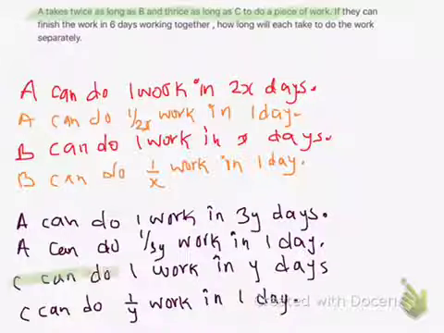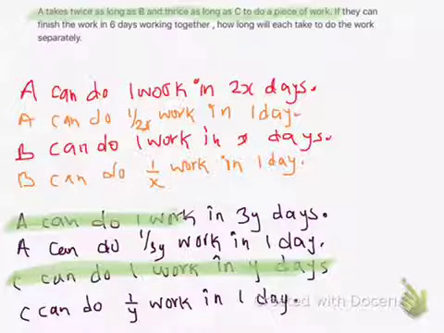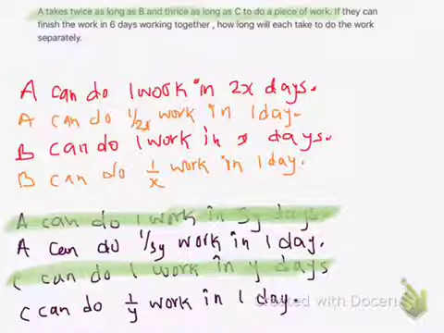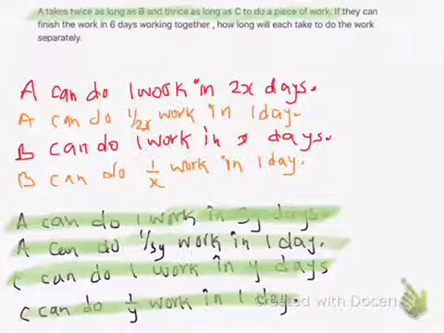So here C can do one work in Y days, and since C takes Y days to do one work, A takes 3 times as long, which is 3Y days. Y times 3 gives 3Y days. And similarly we can find the work A can do in one day, which is 1 by 3y work, and similarly C can do 1 by y work in one day.